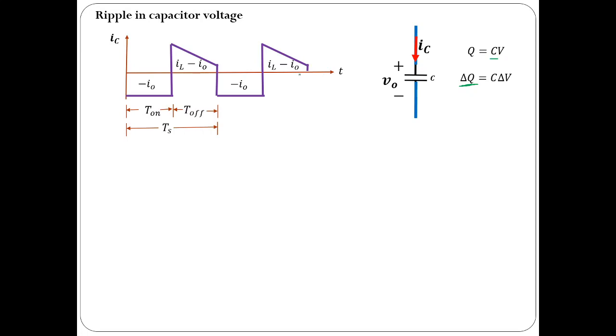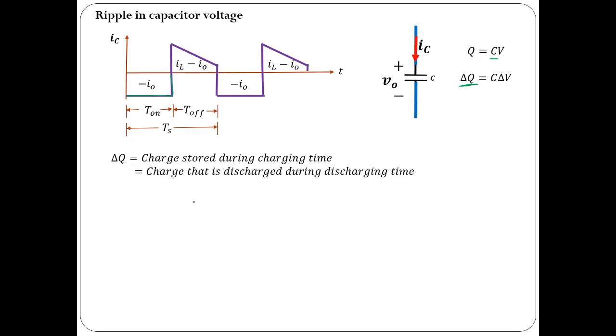Now we can see from the capacitor current waveform that during the on period, the current through the capacitance is negative, so it is going to discharge. So what is delta Q, the net discharge? What is the charge that is discharged during the discharging time? That is equal to I naught, which is constant, so I naught into Ton, that is I naught into dTs. So that is the charge that is discharged during the discharging time.